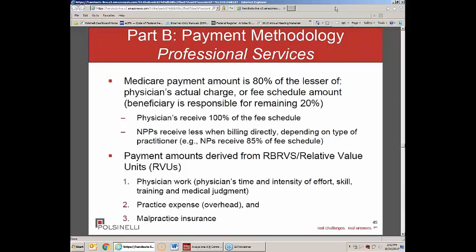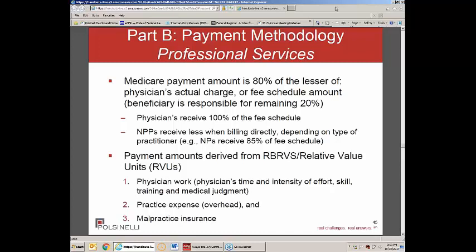Again, this pays for the individual professional services of physicians and non-physician practitioners. Each professional service is assigned a code that describes the type of service provided, and you'll hear people refer to those as HCPCS codes or CPT codes. And Medicare has actually assigned a payment rate to each of those codes under the fee schedule. If a physician provides an initial office visit, there's a code assigned to that, and if you go to the Medicare website, there's a physician fee schedule lookup tool, and you can enter the code and see the reimbursement amount for that particular service.